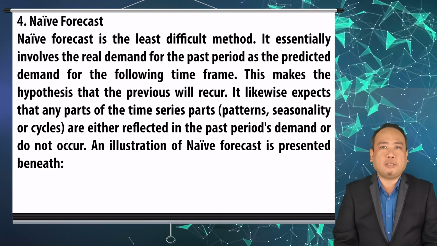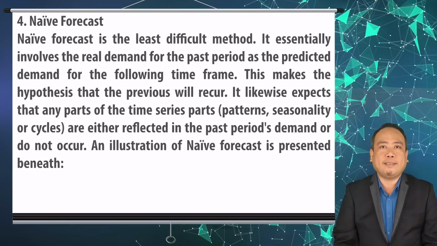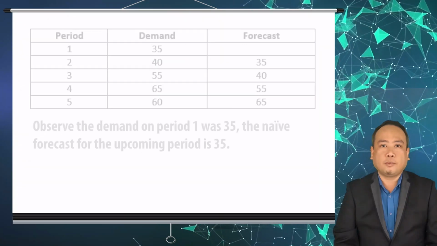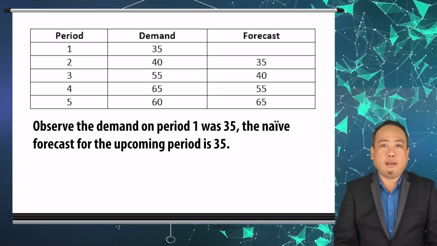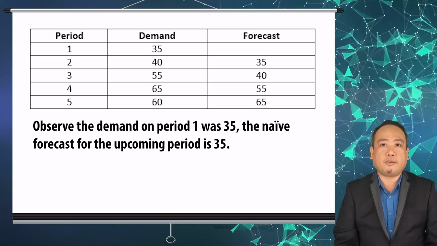An illustration of the naive forecast is presented in the table. Observe the demand in period 1 was 35. The naive forecast for the upcoming period is 35.